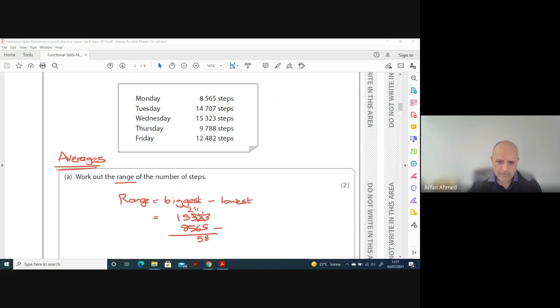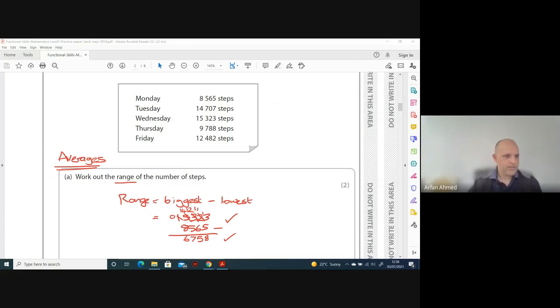2 take away 5 you can't do. You're gonna have to borrow. A lot of borrowing in this one. 12 take away 5 now you can do. That is 7. 4 take away 8 you can't do. Let's borrow. That becomes a 0. 14 take away 8 is 6. So you should get the answer 6,758. 2 marks. So you get 1 mark for the working out, and you get 1 mark for your answer.